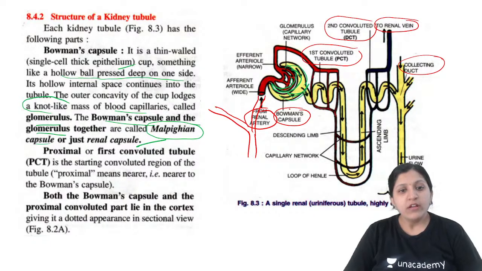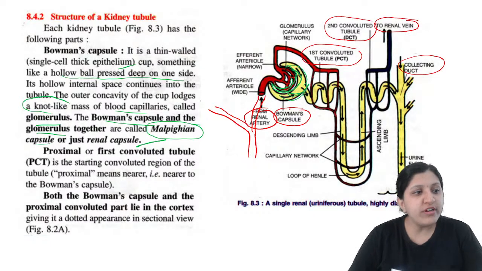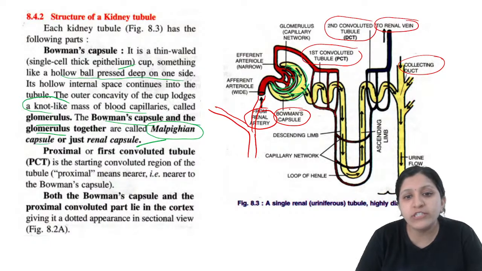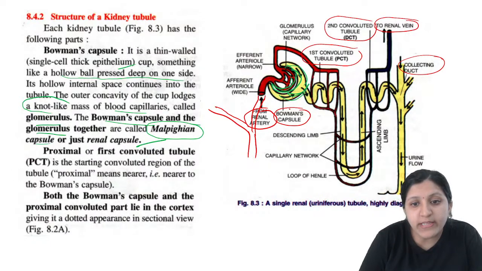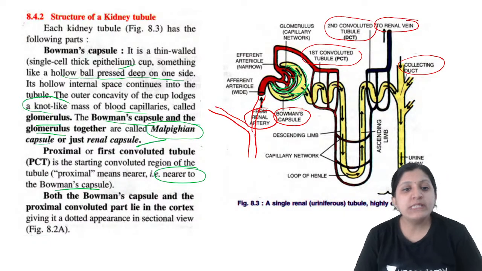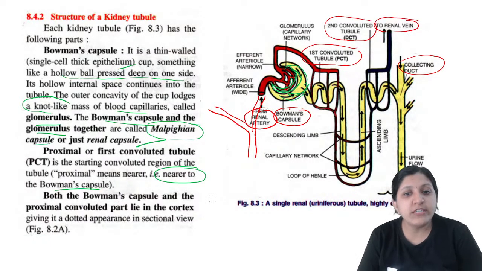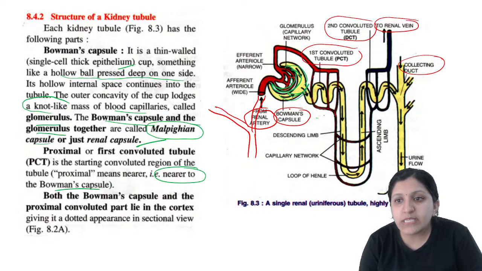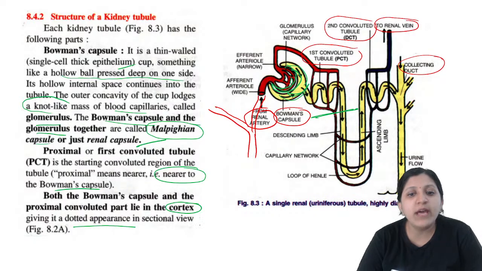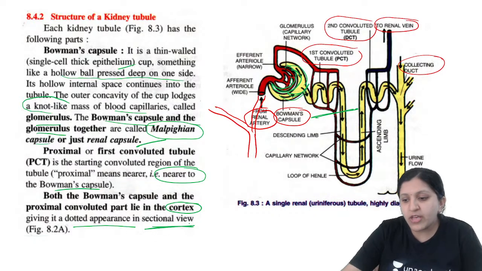Okay. So now the proximal or first convoluted tubule, what is that? This is the starting convoluted tubule, and that is why the name is proximal, nearer to the Bowman's capsule. Both the Bowman's capsule and the proximal convoluted part we can find in the cortex region, giving it a dotted appearance in the sectional view.